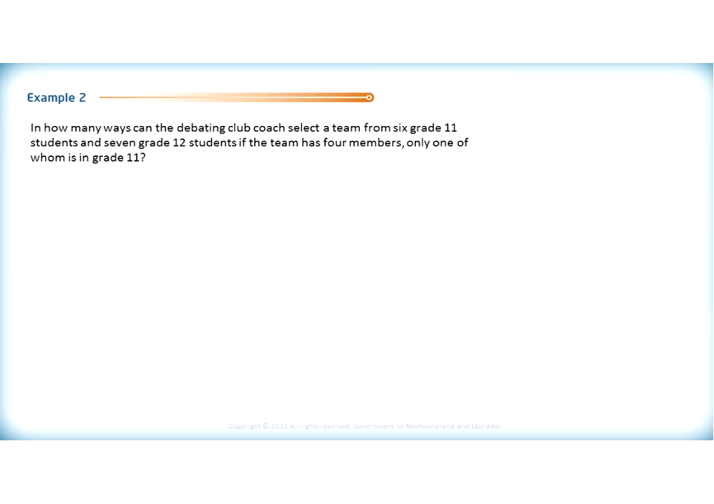Example 2. In how many ways can a debating club coach select a team from 6 grade 11 students and 7 grade 12 students if the team has to have 4 members, but only 1 of whom is a grade 11? So he wants 1 student from grade 11. The team has 4 members on it. So he needs to choose 1 student from the grade 11 class, which consists of 6 members. So he's choosing 1 of the 6. Now the team has to have 4 members on it. So he has to choose the other 3 members from the grade 12 class, which consists of 7 students.